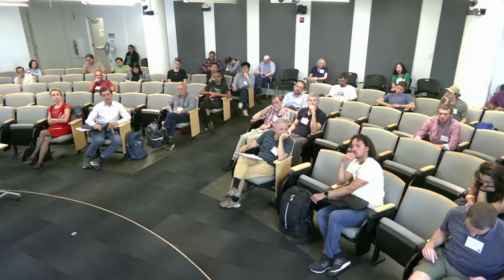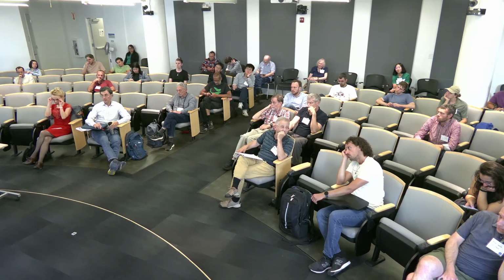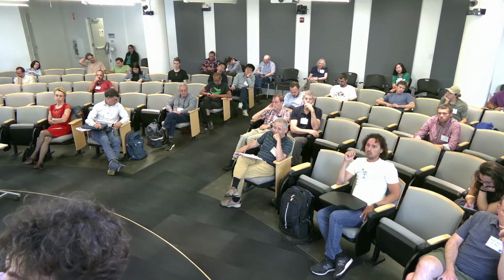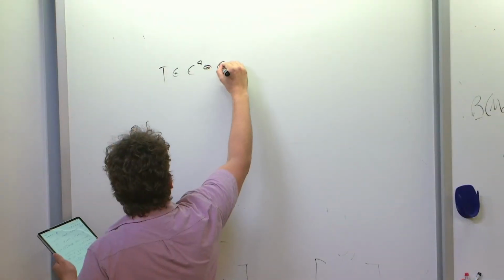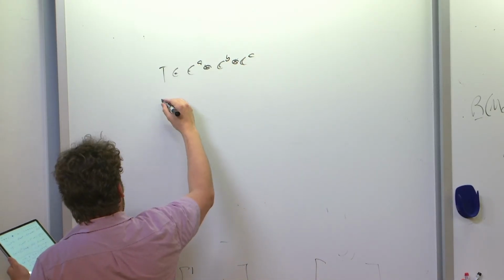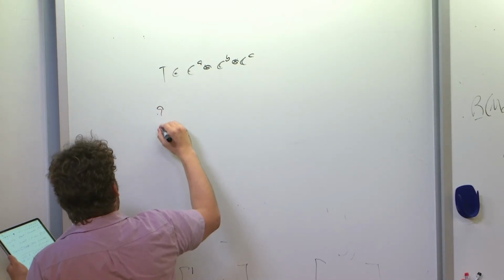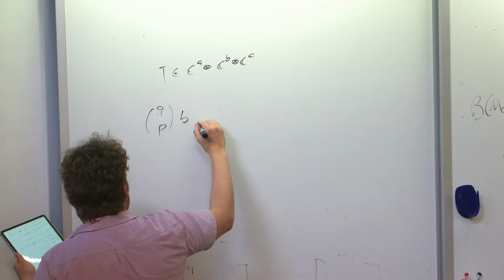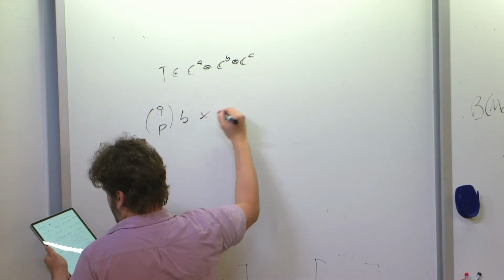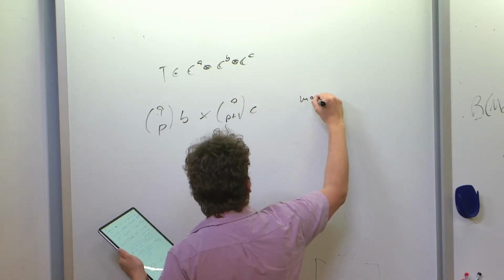So the power of this method depends on two numbers. It depends on the maximum rank that I can get from the flattening, and it depends on the denominator here. So the size of the flattening, if say T is in C^A tensor C^B tensor C^C, well, the P flattening is an (A choose P) B by (A choose P plus 1) C matrix.